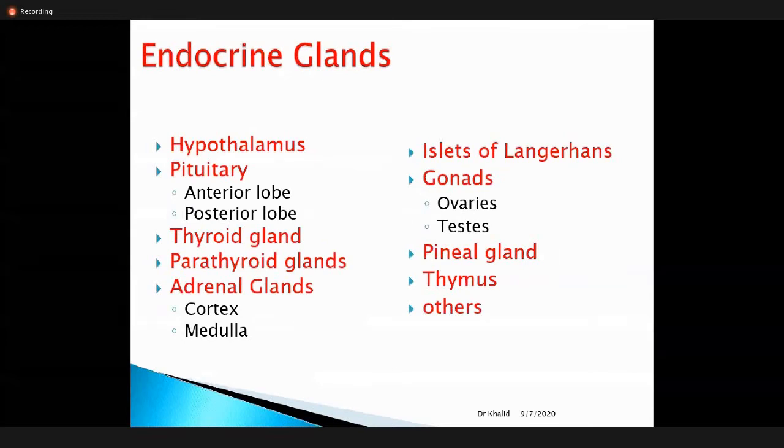The endocrine glands are the hypothalamus, the pituitary gland, which has two portions, the anterior lobe and the posterior lobe, that secrete different hormones. The thyroid gland, the parathyroid gland, and the adrenal glands. Again, the adrenal gland has two portions, the cortex and the medulla, and these portions of the adrenal glands secrete different hormones.